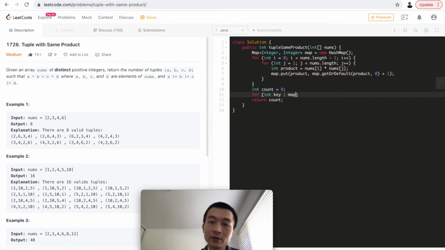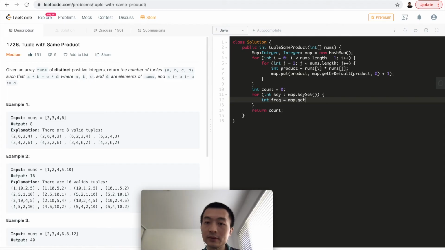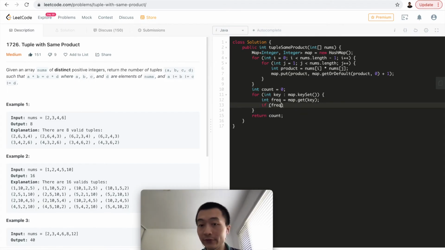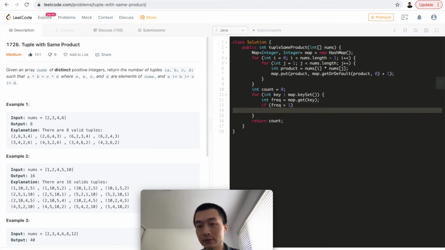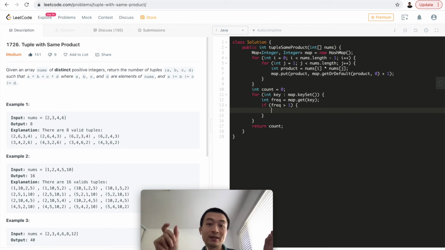With this hash map formed, we can go through the key set. So frequencyMap.get(key), and we'll check if frequency is greater than 1. If it is greater than 1, that means there are at least 2 pairs, right? One pair formed by 2 integers, another pair formed by another 2 integers. So if there are 2 pairs, we'll just form the permutation. The permutation could be simplified as frequency minus 1 times frequency divided by 2 and then times 8.